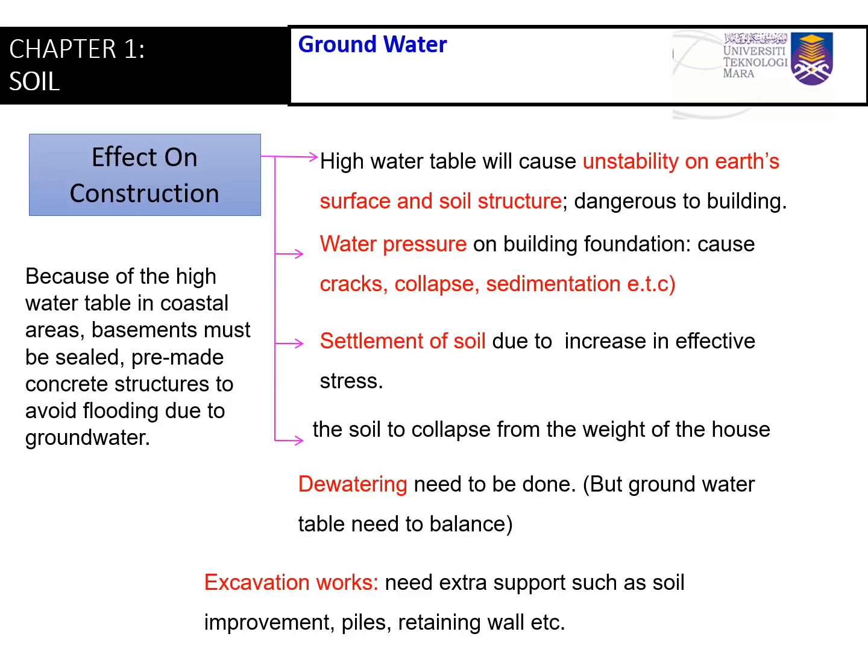Settlement of soil due to increase in effective stress. The soil collapses from the weight of the house. So the house is heavy and your soil is not strong, so you will have settlement, it sinks. It can be even settlement, where it sinks evenly, or uneven, where it sinks at an angle. Like the Eiffel Tower, or the Teluk Intan Tower, there was ground settlement and the building became tilted.